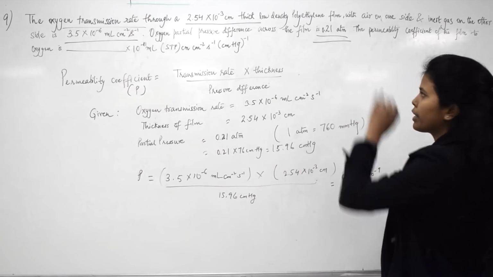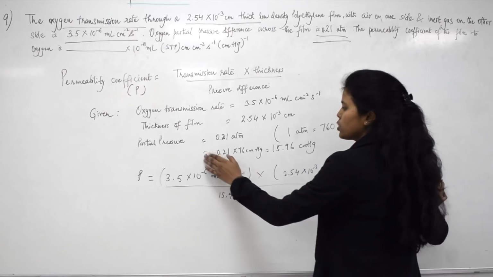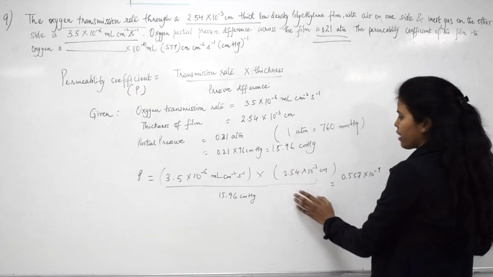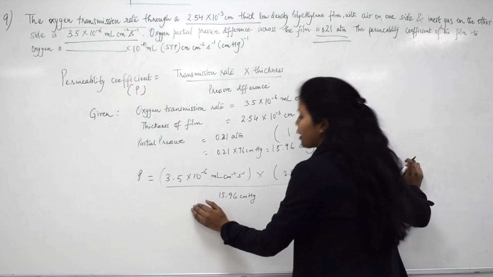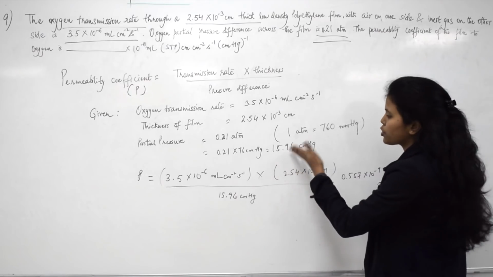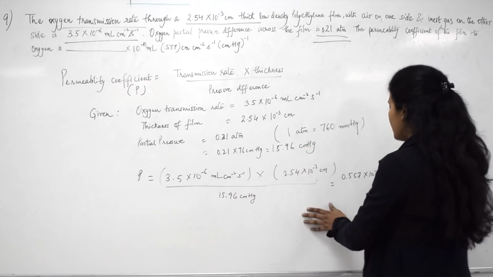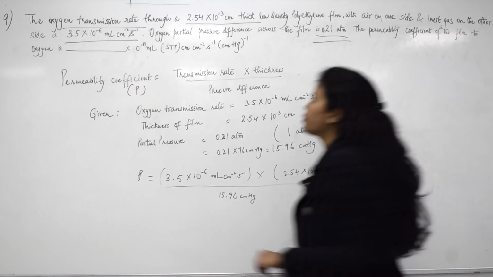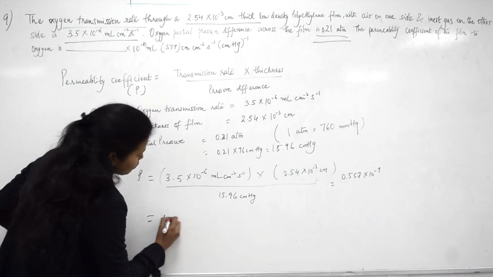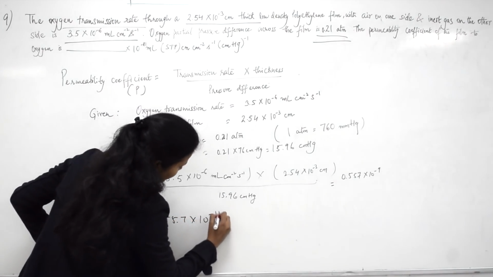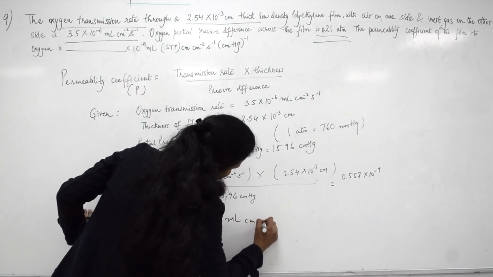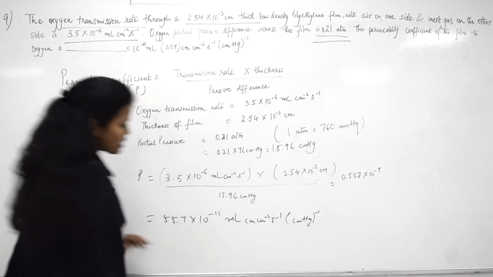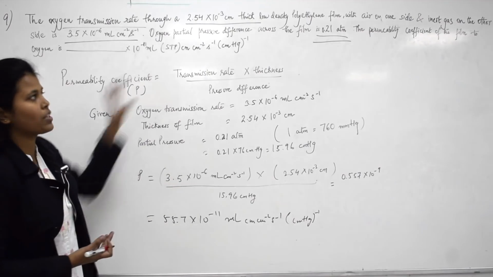So all these values have already been given to us. We'll just be putting these values. So the answer comes out to be 3.5 into 10 raised to the minus 6 into the thickness, that was 2.54 into 10 raised to the minus 3 upon the pressure difference that we have just converted to centimeter of mercury, 15.96. So the value has come out to be 0.557 into 10 raised to the minus 9. But they are asking to be converted into 10 raised to the minus 11. So it will be 55.7 into 10 raised to the minus 11 milliliter centimeter per centimeter square per second per centimeter of Hg. So this is the permeability coefficient that they are asking about for this LDPE.